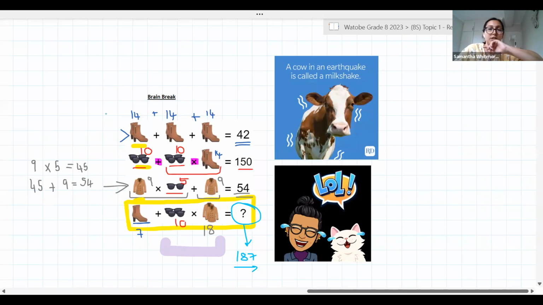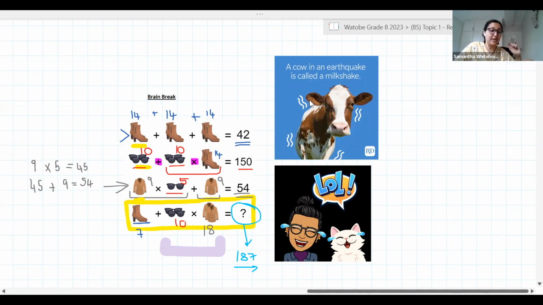Okay. So Anasha, thank you for appreciating my cow joke. A cow in an earthquake is called a milkshake. I thought that was funny. You guys now know I'm obsessed with cars, so you'll see a cow joke every now and then. You don't have to laugh at them, it's fine. It's really just for me. Sometimes there'll be a math joke, sometimes a cow joke. We'll see what happens.